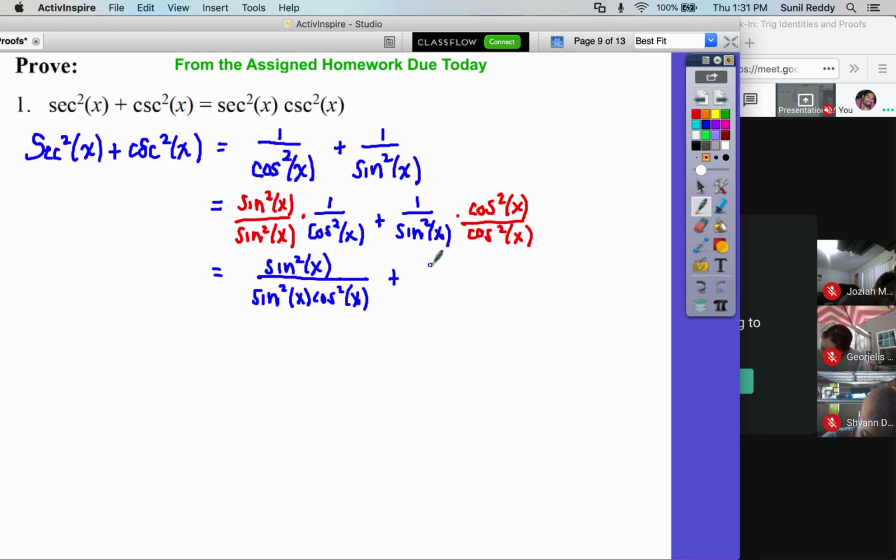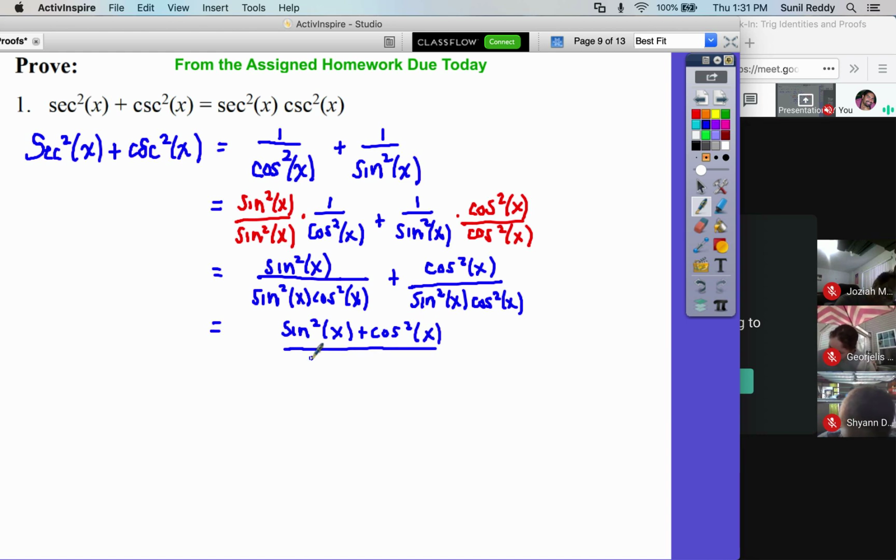Plus cosine squared for the second one over that same denominator, sine squared cosine squared. And now that I have the common denominator, I can bring the two fractions together, which means adding the numerators, so sine squared plus cosine squared. And that denominator stays the same.